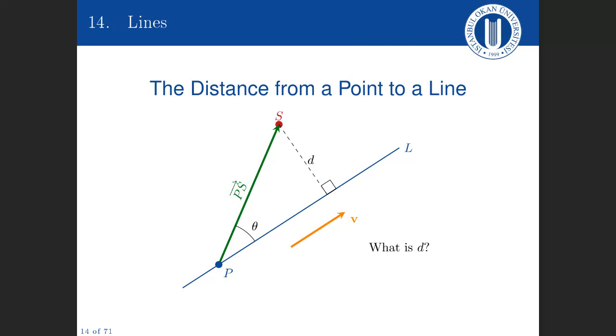Next, I want to talk about the distance from a point to a line. What is the distance between the point S and the line L? To be more precise, I'm looking at the shortest possible distance from the point S to the line L. So I'm looking for the length of the line when I have a right angle just here, when I have a 90-degree angle.